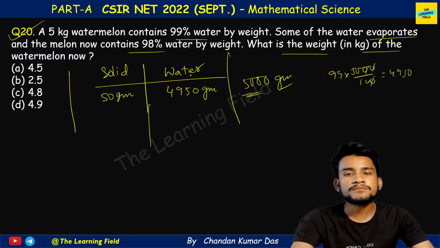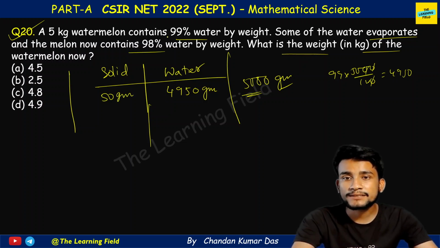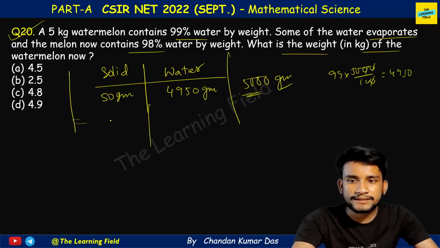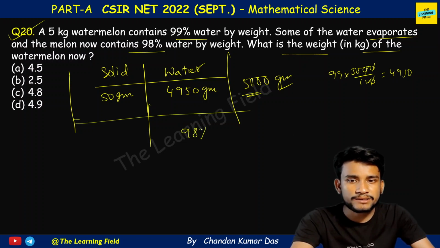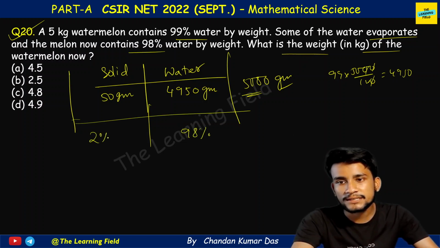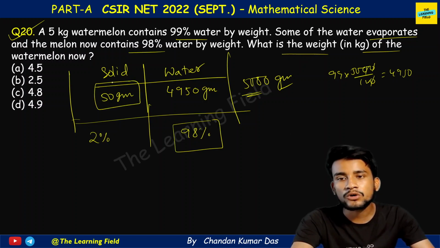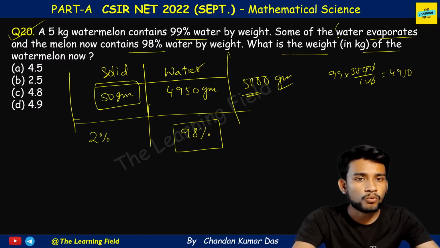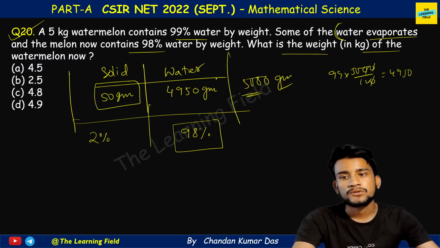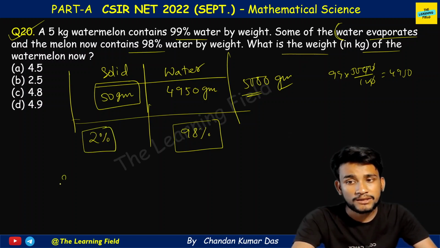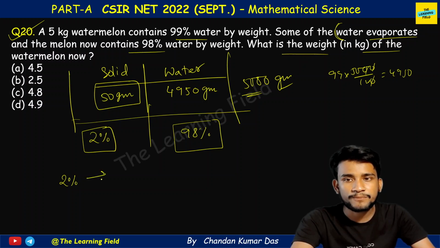Now it says that some water evaporates. Okay, so here look, in the next case 98% is water and the remaining 2% is solid. The weight of the solid is fixed, because only some water has evaporated. So the solid will remain fixed. So what will 2% be?